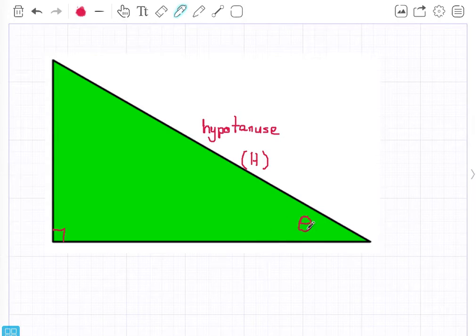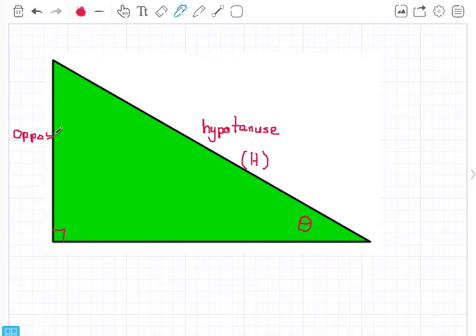And let's have a look at this angle, and we've got a side that's next to the angle and a side that's opposite the angle. So the one that's opposite the angle, so look straight across here, it's opposite, we're going to call that O for opposite. Okay, so this one's opposite.